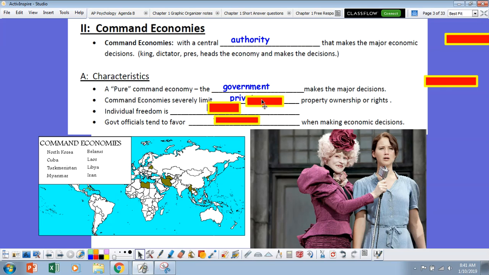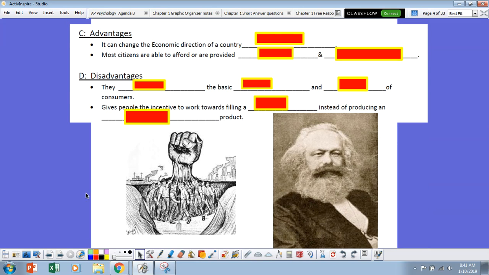Anyway, command economies severely limit private property ownership or rights. Individual freedom is limited, and the government officials tend to favor themselves when they make economic decisions. So for the most part, they're the ones who are actually benefiting. Advantages: it can change the economic direction of a country drastically. Most citizens are provided health and perhaps even public services.